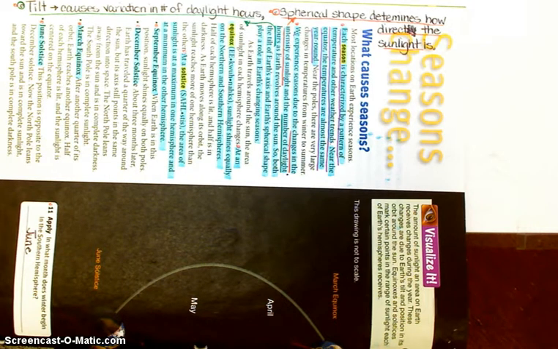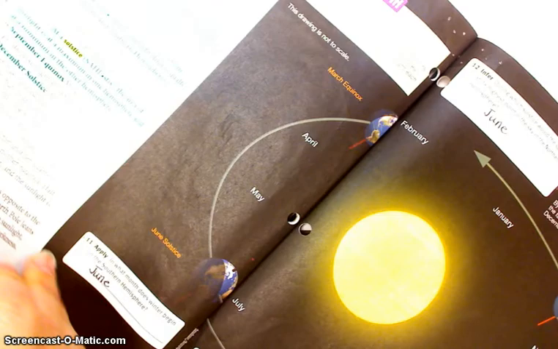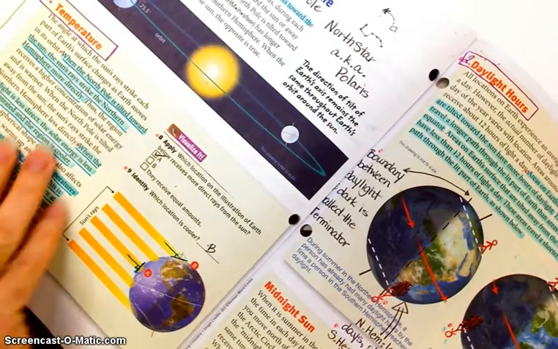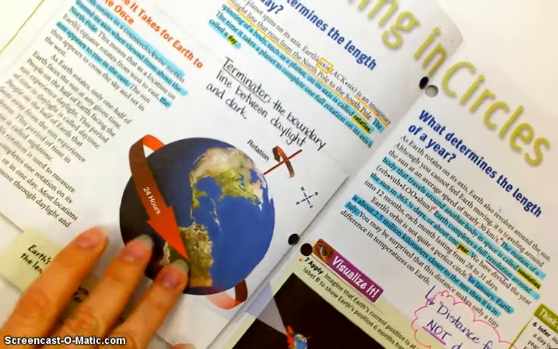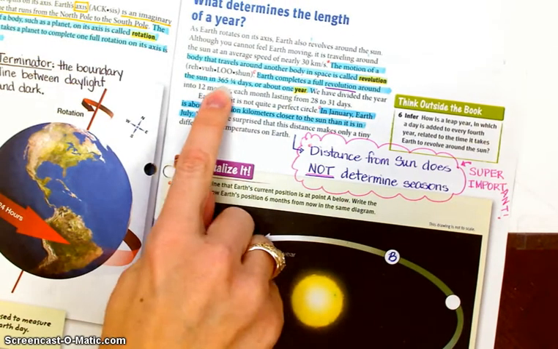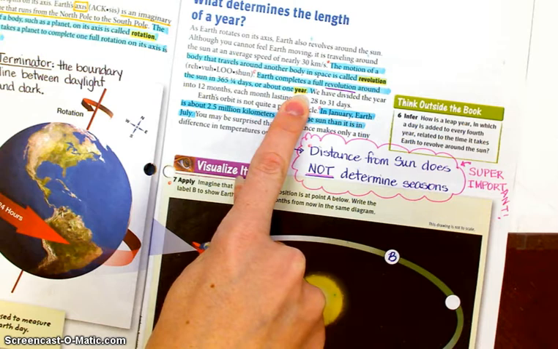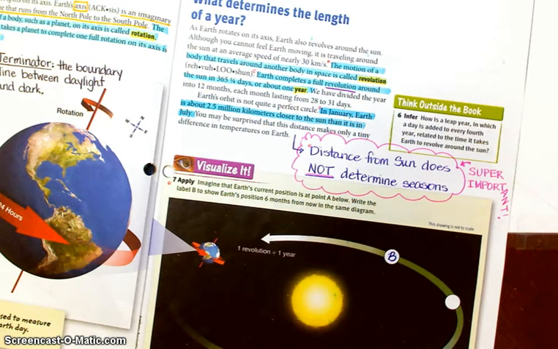Okay, question number 2 says 365 days is the approximate amount of time it takes the Earth to... Well, we're back to page 227. 365 days is the time for the Earth to complete a full revolution around the sun. So you should have answered G on number 2.